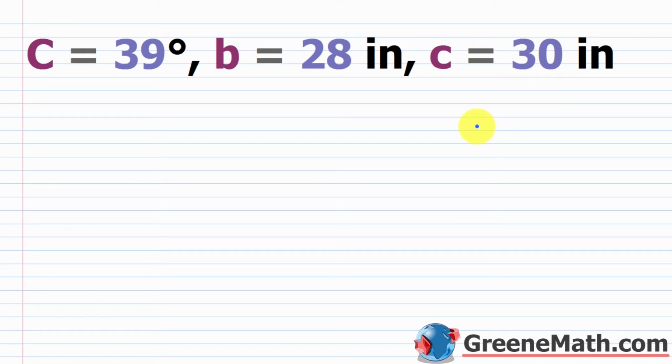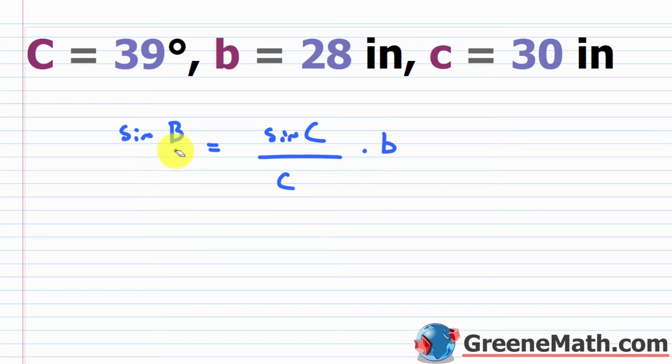You don't need to do anything else. So the first thing I'm going to do is solve for my angle B. So let's start with that. I'm going to say that the sine of B over B is equal to the sine of C over C. We can multiply both sides by B, so you can just get rid of this, and then I can just plug in.